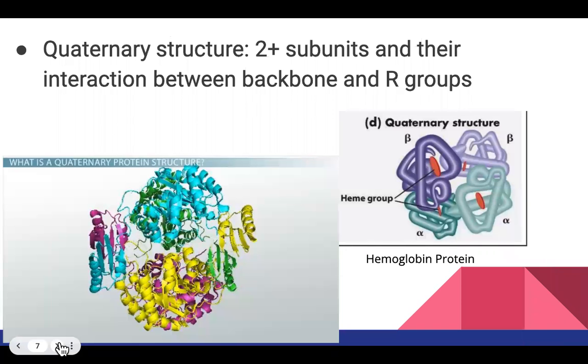Quaternary structure is very similar to tertiary structure, with R group interactions, but this is between 2 polypeptides. So if you have one polypeptide and then another one, and they fold individually and then come together, that's when you have quaternary structure. An individual protein can fold in different places into different shapes, but that is not quaternary.